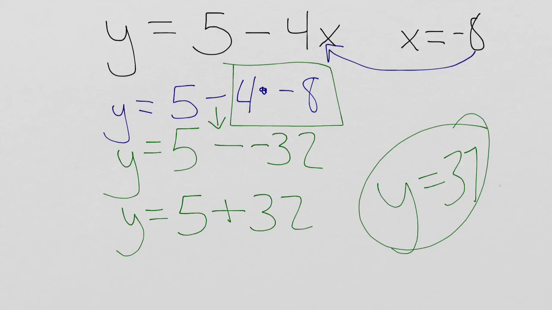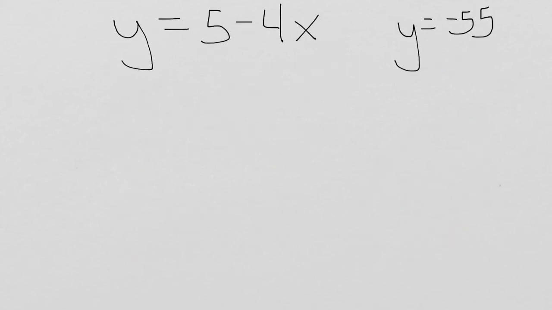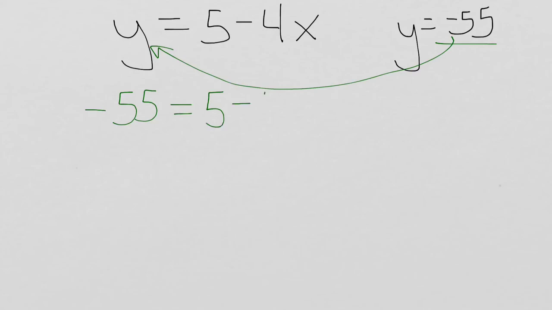Alright, now let's look if we know the y value. So in this situation, we know that the y value is -55. So we're going to put this in for the y. We're going to get -55 equals 5 minus 4x. Well, if you can tell here, we don't know the x value, and the x has math with it. So the only way that we know to do that right now is to use our box method.